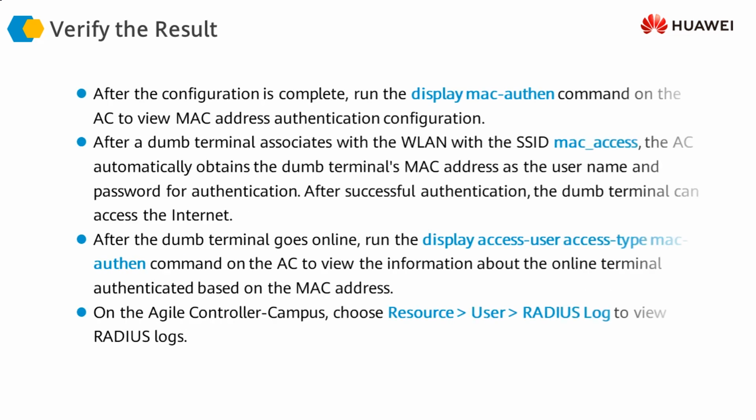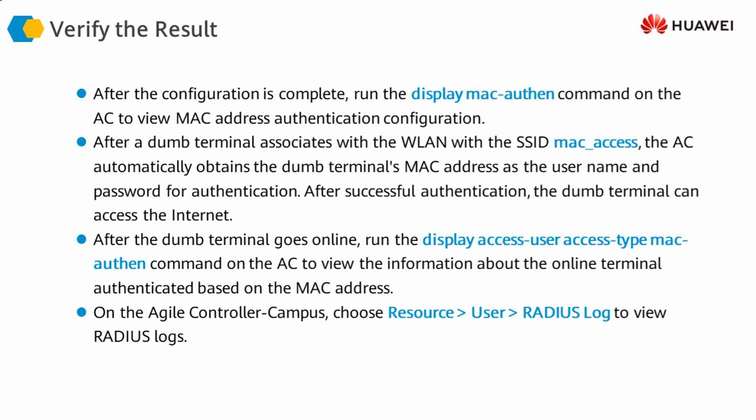And finally, we can verify the configuration. Display access-user, or display access-user specifically for access type MAC authentication. This means you only want to look at users who have been authenticated using MAC authentication. Once we have done this, our configuration for wireless MAC authentication is complete.